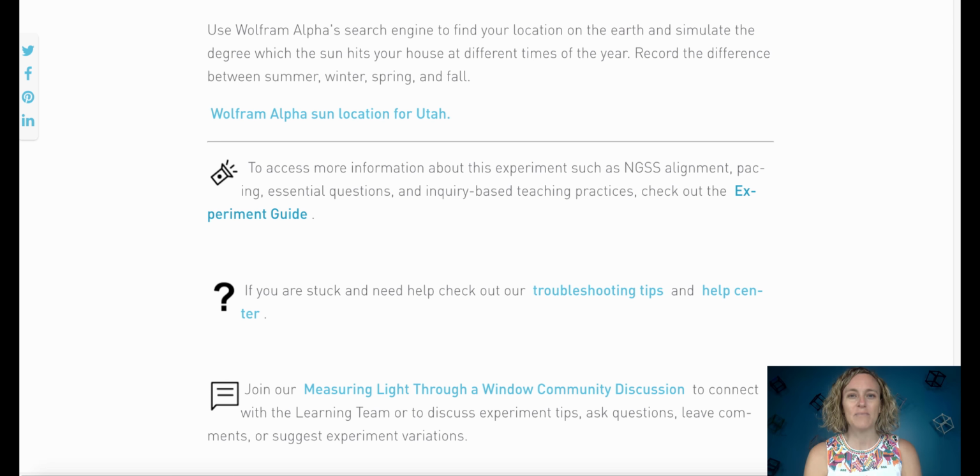In addition to the experiment guide at the bottom of each experiment, you will find links to the troubleshooting tips and help center in case you get stuck or encounter a problem, as well as a link to our community discussion where you can leave tips and tricks for other teachers, as well as suggest ideas for experiment improvement.